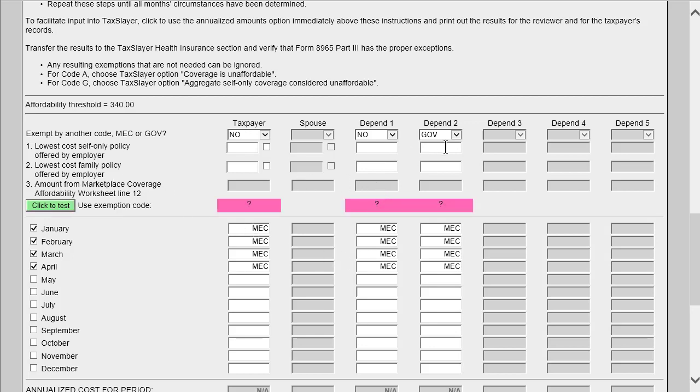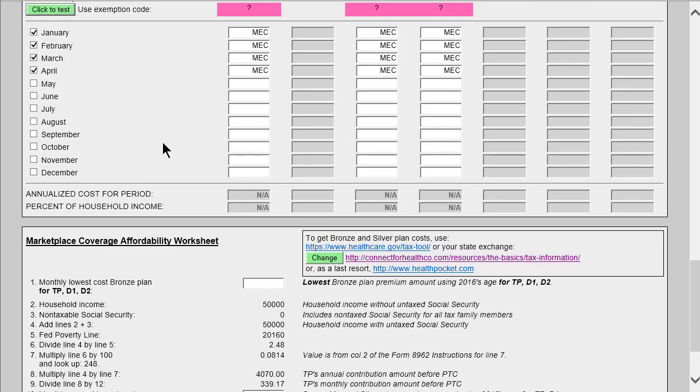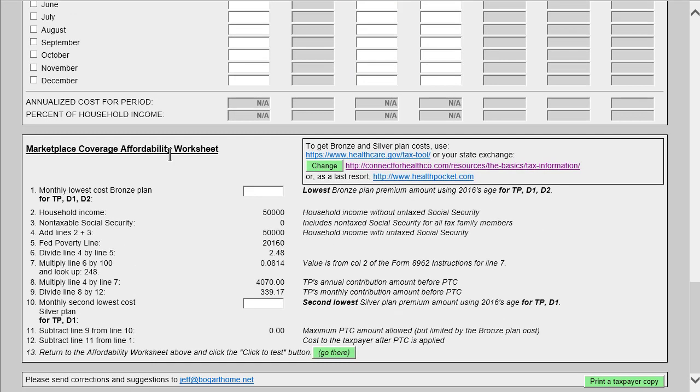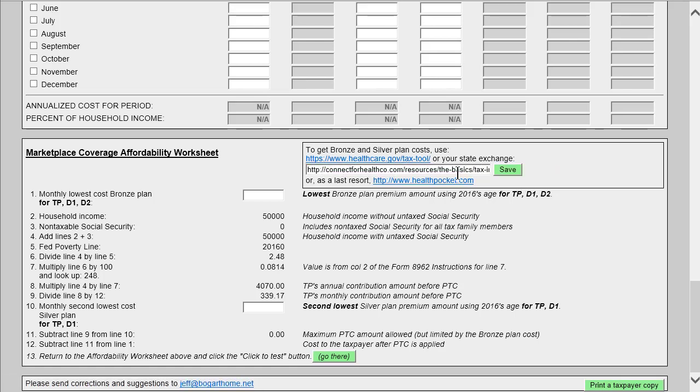and now we don't know what the situation is. We have to go to our marketplace to find out what the cost of the bronze and silver plans are. So we can go down here, and there are several places you can go. Healthcare.gov if your state does not have an exchange, or you can go to your state exchange if it has one, and you can change what that URL is for your state, and it'll save it as a cookie on your PC.